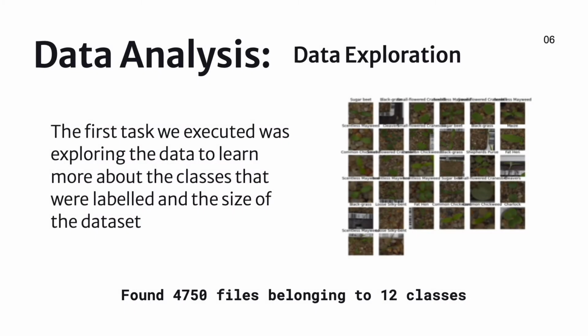So, the first and the most important task in machine learning is to explore and learn the dataset before proceeding with any algorithms. In our training data, we found a total of 4,750 images belonging to 12 separate classes, and each image has its unique ID and file name.